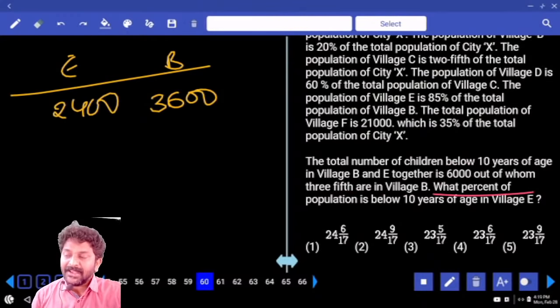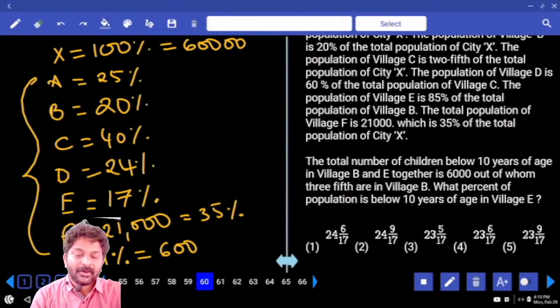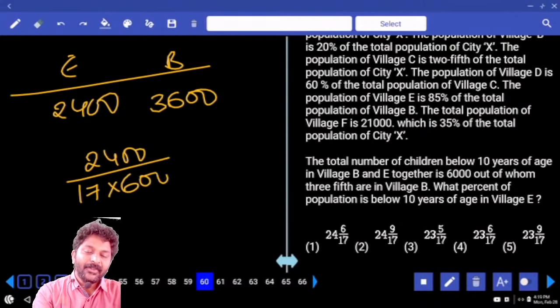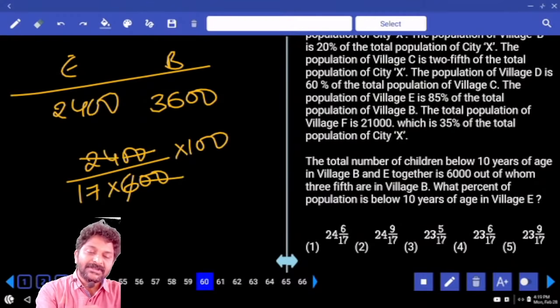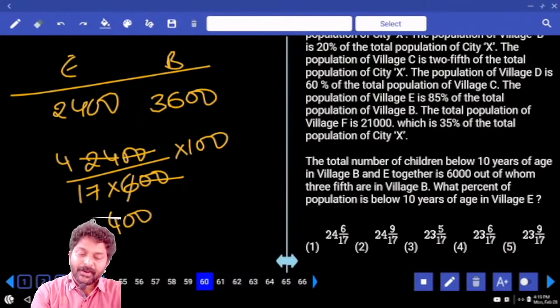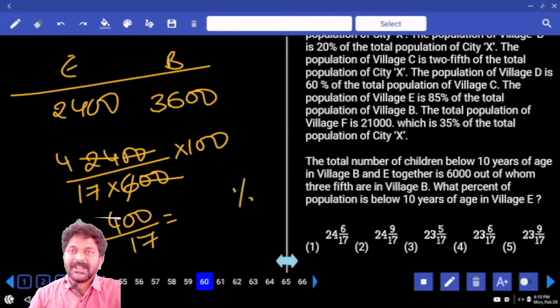Your question is to identify what percent of population is below 10 years of age in village E. In village E, total percentage. That means 2,400 is a percentage with respect to 17, where 1% value 600. Percentage into 2 zeros, 2 zeros. 6 how many times? Come on. 4 times. So numerator is 400 divided by 17. So after simplification, you'll get your answer.